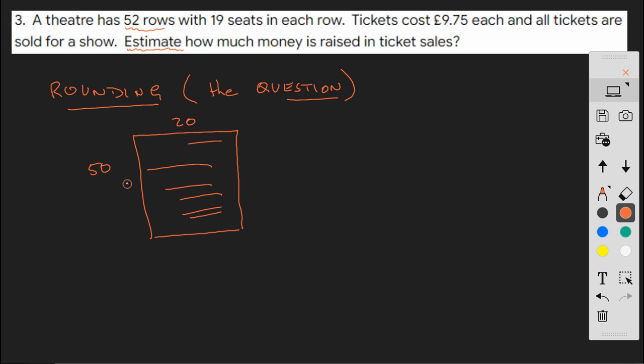So how many seats have we got? Well, we've got 50 rows of 20. 50 times 20 equals 5 times 2 is 10. So this is stuff we should be able to do without a calculator if we're estimating. So we can see very quickly that we've got around 1,000 seats.